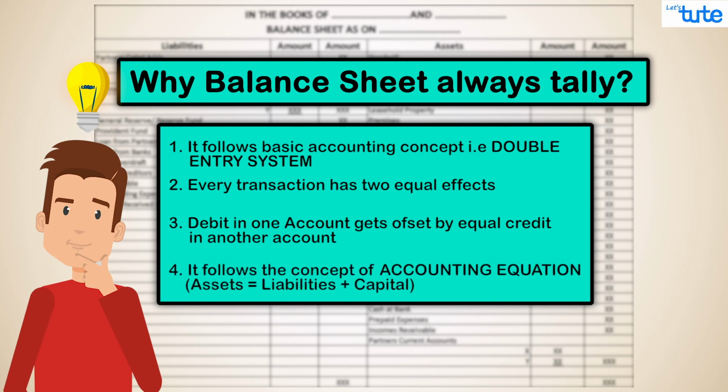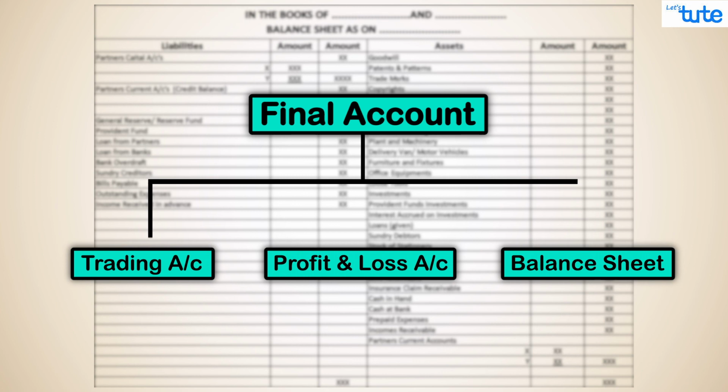Also, we have studied the accounting equation which states that assets of the business are always equal to total liabilities and capital, and that gives the foundation of the double entry bookkeeping system, and every transaction impacts this in some way, keeping the balance sheet tally. So these were three important components of the final account, and this is quite clear to you all.